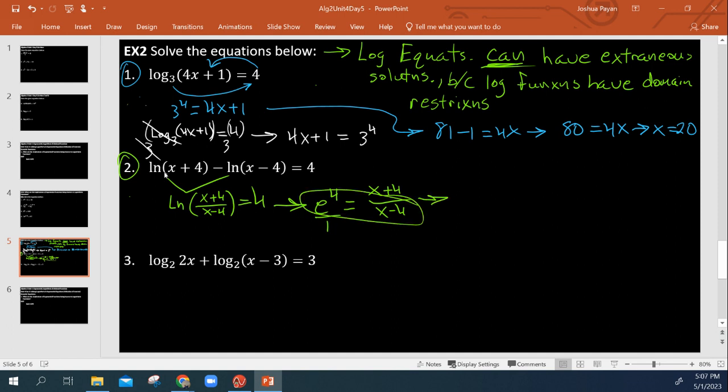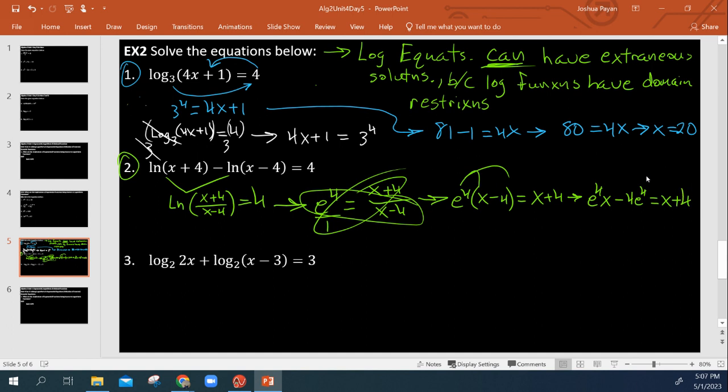So that means e to the fourth times (x minus 4) is equal to (x plus 4) times 1, which is just x plus 4, of course. Now I'm going to distribute here. That gives me e to the fourth power times x minus 4 times e to the fourth power is equal to x plus 4 still.